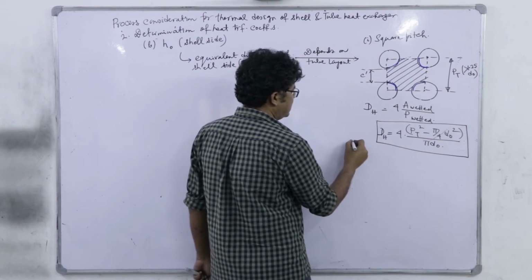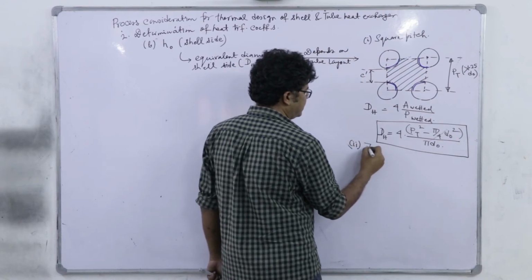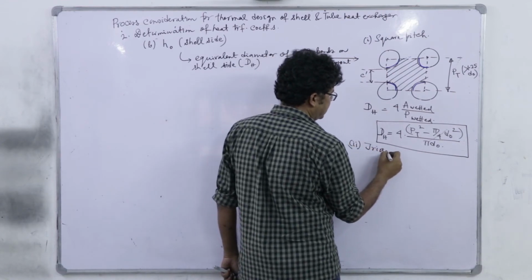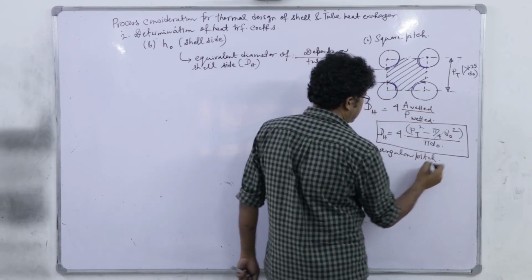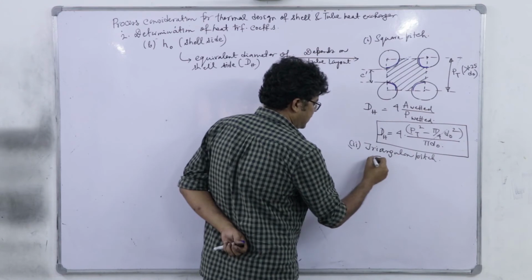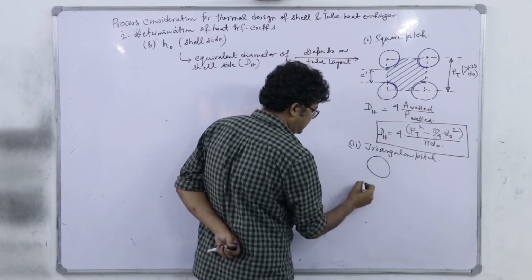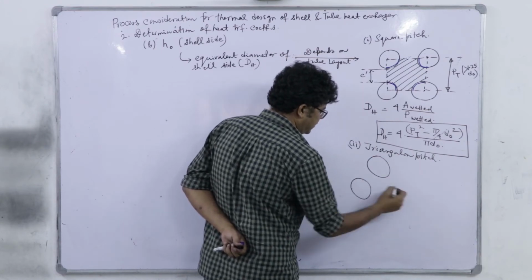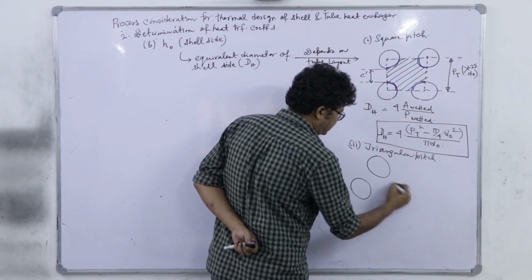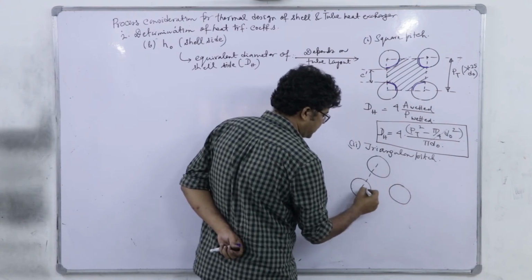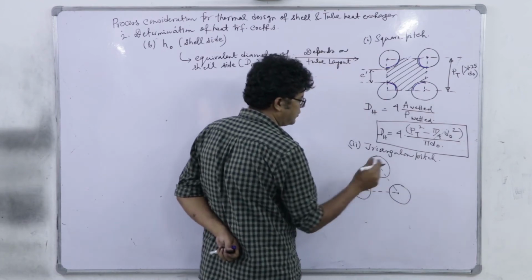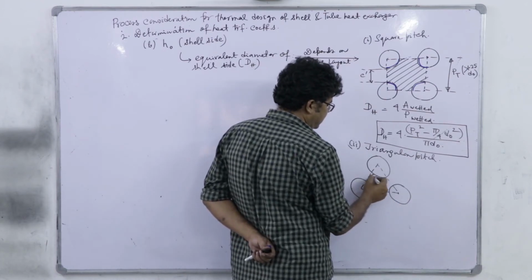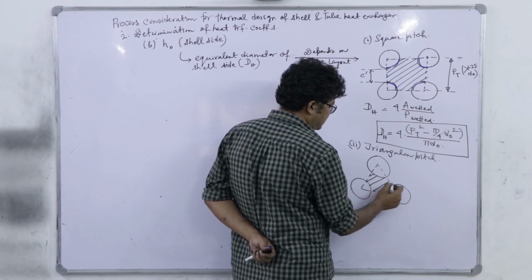Next, if I go for triangular pitch, the structure changes, it is this. The unit, instead of a square, is now forming an equilateral triangle with the side PT, because this is center to center distance, and the wetted area will be this.